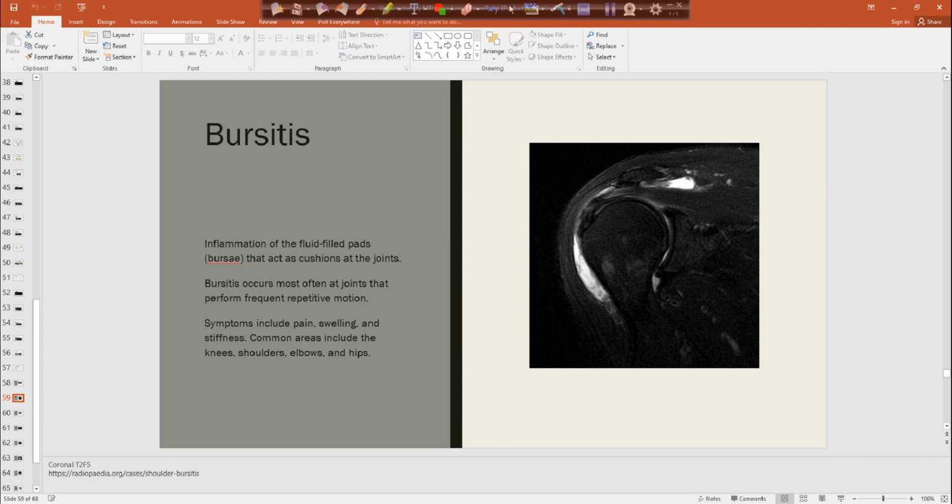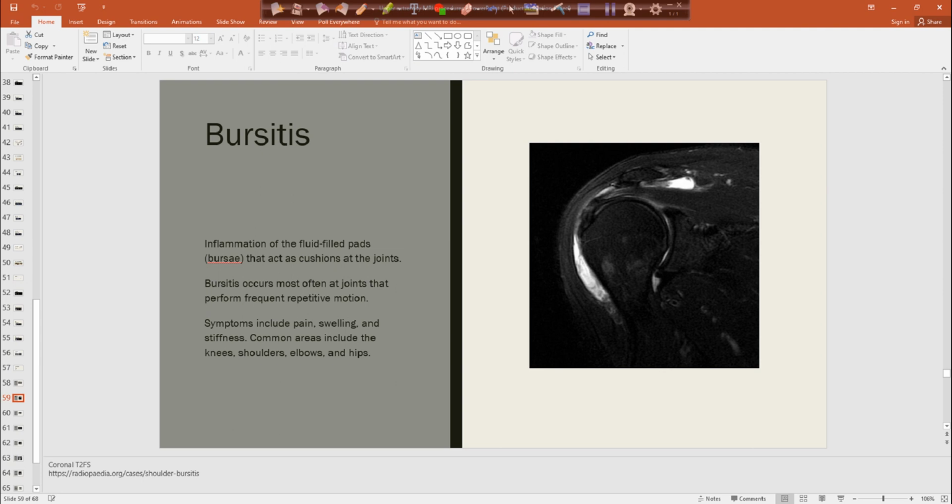Bursitis, so this is inflammation of those fluid-filled pads. Here we have a STIR image, or a T2 fat sat. Here's a bursa, which cushions the joints. And anytime you have inflammation on a T2 weighted image, it's going to appear bright. Okay? So that's why it's important to fat sat or have a STIR image.